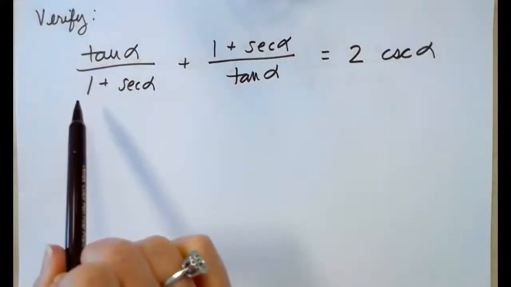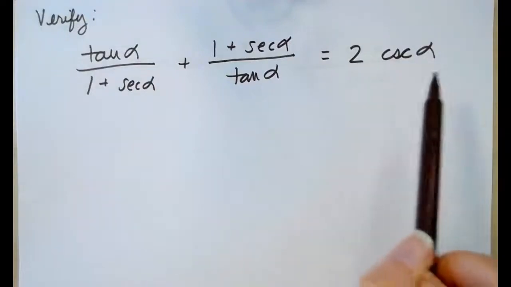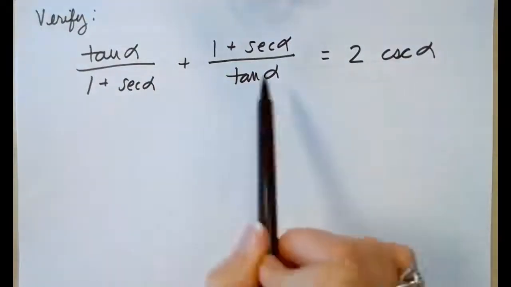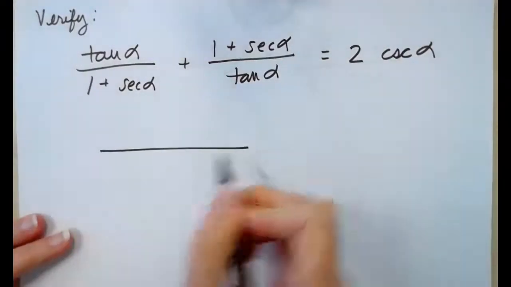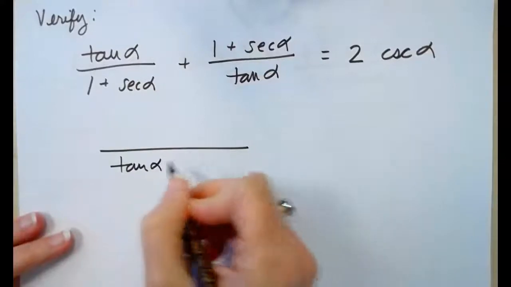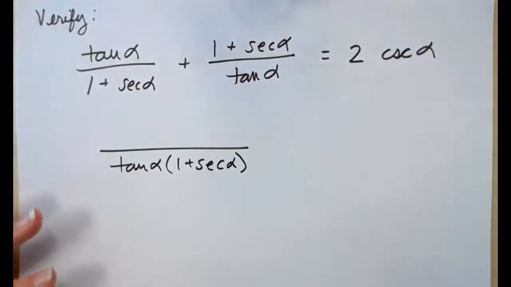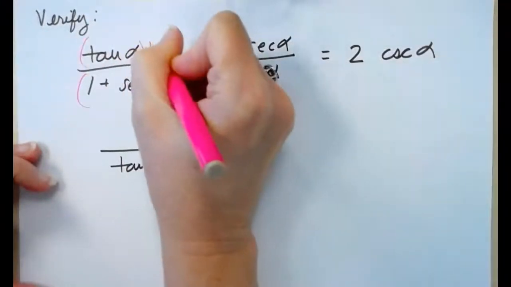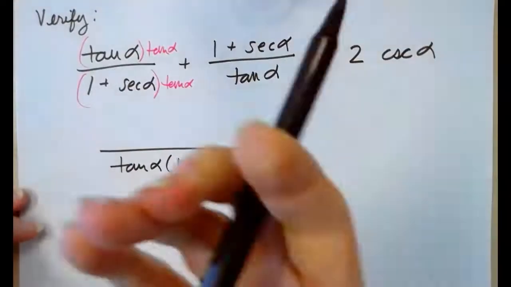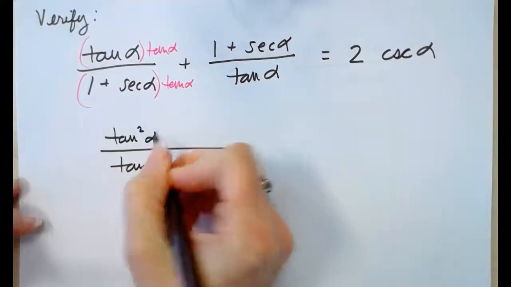So tan over 1 plus secant plus 1 plus secant over tan equals 2 cosecant. Anytime that we have fractions, let's get a common denominator. So our common denominator will be tan alpha times 1 plus secant alpha. So think about what we're actually missing. This first fraction is missing 1 power of tangent, so we multiply by 1 power of tangent. That makes tangent alpha times tangent alpha, which is tangent squared alpha.